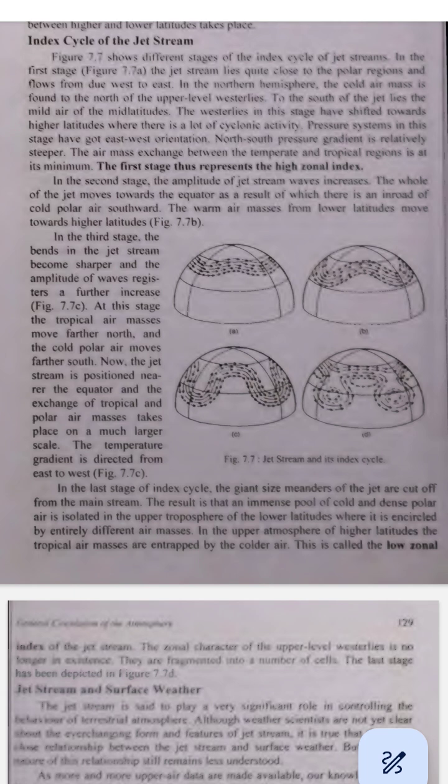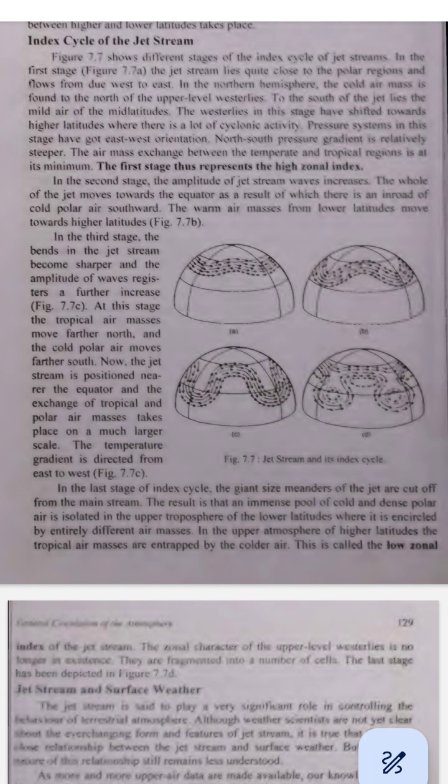All right, let's break down these stages in simple words, step by step. What is happening in the second stage? In this second stage, the jet stream, the fast-moving air high up in the sky, starts to bend and wave. Imagine the jet stream as a wiggly line now, instead of a straight one.